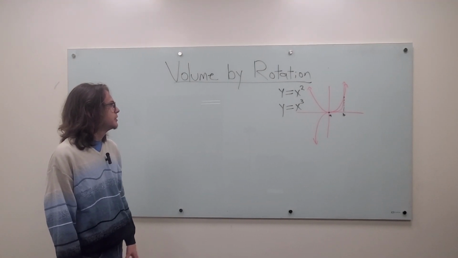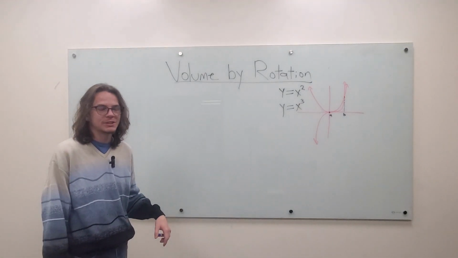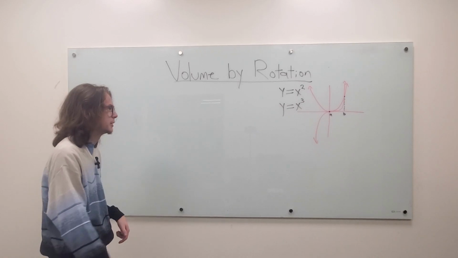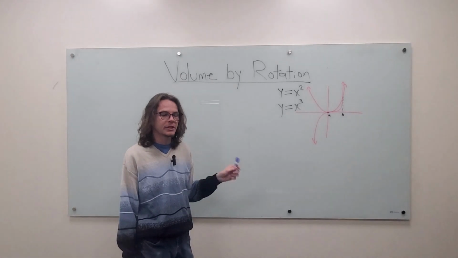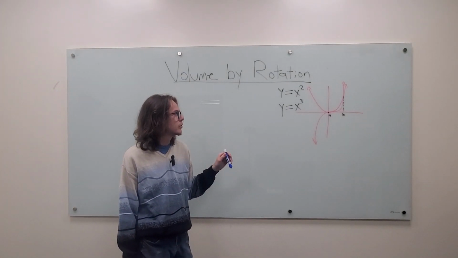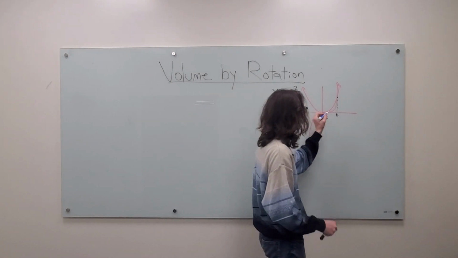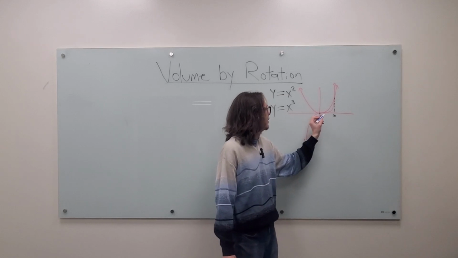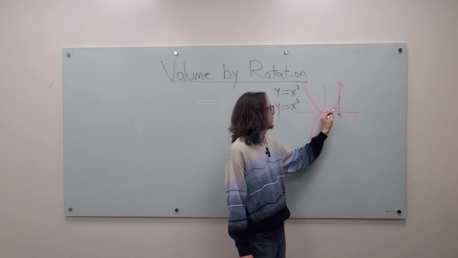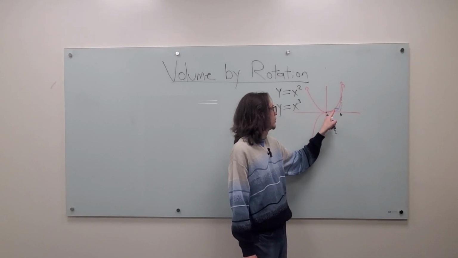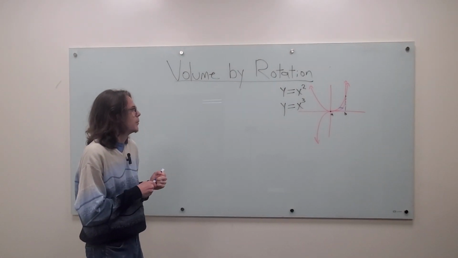All right, so as you can see, for this problem, we have the same exact functions, as I decided to not use the other example I was going to. We're going to be using the same functions, y equals x squared and y equals x cubed, but this time we're going to be rotating them about the y-axis, meaning we're going to be taking the distance between them here as an example, and we're going to be rotating it about the y-axis.